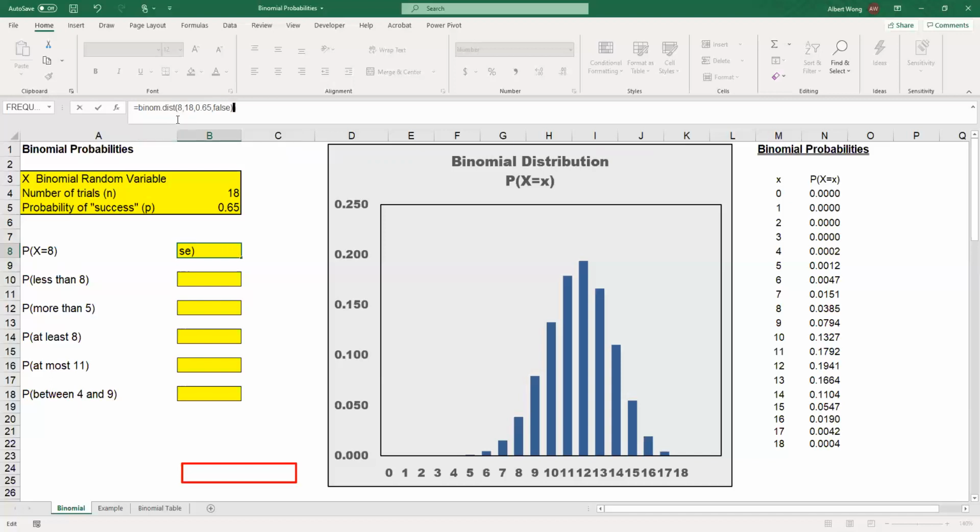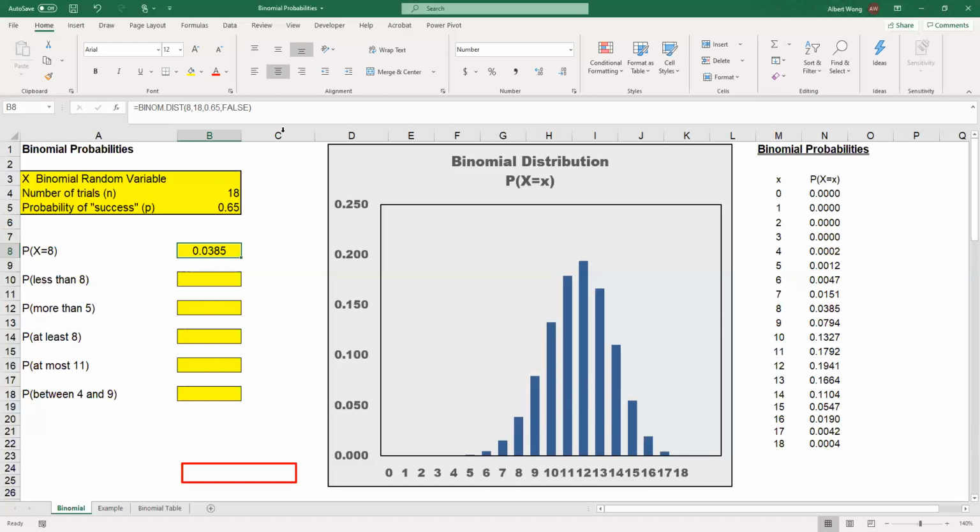So if you want to calculate the probability for one number, this is the way that we enter them, right? BINOM.DIST 8, 18, 0.65, FALSE. And the probability is equal to 0.0385. So if you look at the graph here, that's what we're looking at, right? And it looks okay to us.